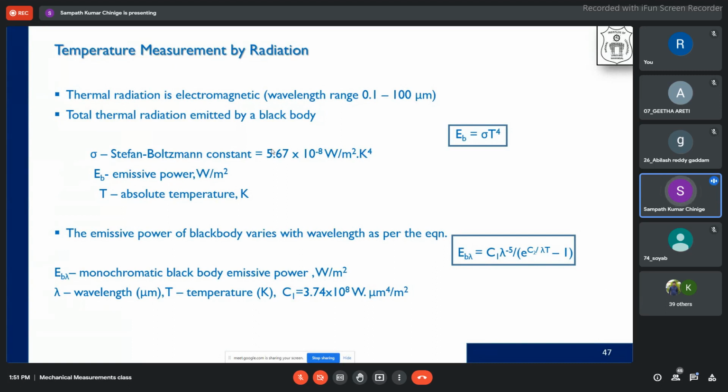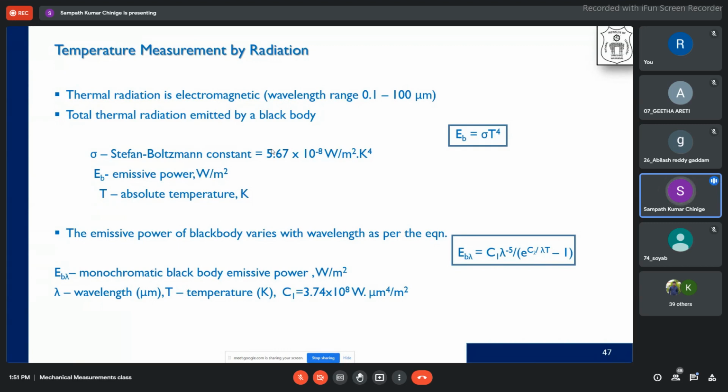In this class, what we are trying to understand is how to measure temperature by using radiation principles. Since we are dealing with radiation principles, we should understand a little bit of them. That may come in the next semester in heat transfer. I hope you have studied it, right? Your 3-1 or 3-2? Probably in 3-2 you will be studying the heat transfer course, and in that you will have a detailed look at radiation.